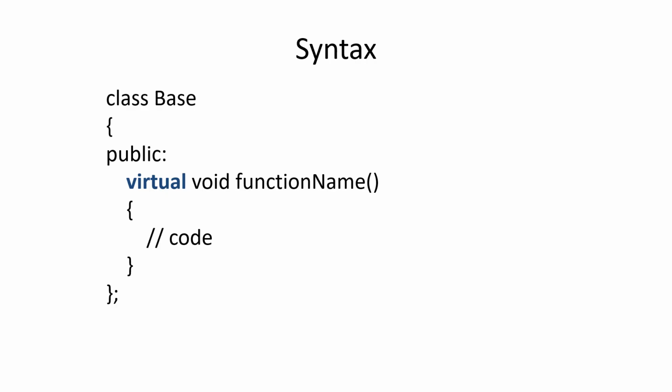Here is the syntax of a virtual function. We declare a function in a base class using the keyword virtual. This enables runtime binding. Derived classes can override this function to provide their own implementation. This is the basic structure of a virtual function in C++.